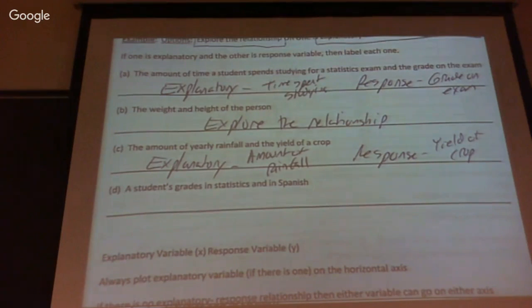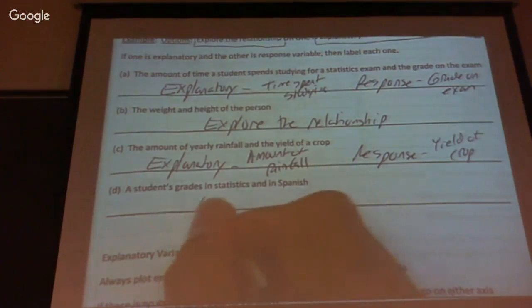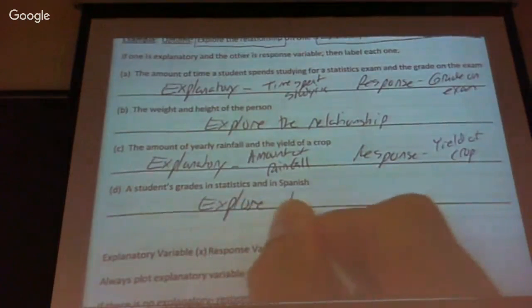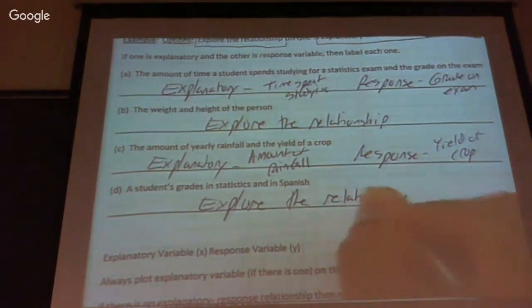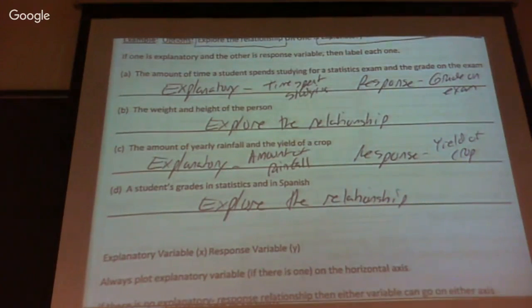And then the last one, a student's grade in statistics and a student's grade in Spanish. Yeah, they're gonna put explore the relationship, but again, you could argue the other way. You could argue that if you're a good student, the same skills you do for statistics, you can do for Spanish. You can also argue that they're both foreign languages. Okay, so if it's explanatory response, X is explanatory, Y is response. If it's explore the relationship, you're gonna have to pick one to be your X and one to be your Y and see how it goes.